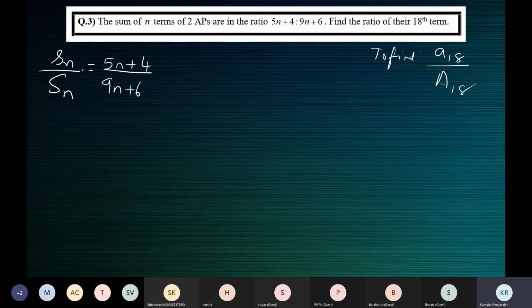So what is this? Do we understand the first step, children? The ratio is given to us, so it's like this: small s n, sum to n terms, by capital S n. The ratio, so one divided by the other. The sum of n terms, not the terms, the sum of n terms of two APs are in the ratio 5n plus 4 by 9n plus 6. We need to find the ratio of their 18th terms.